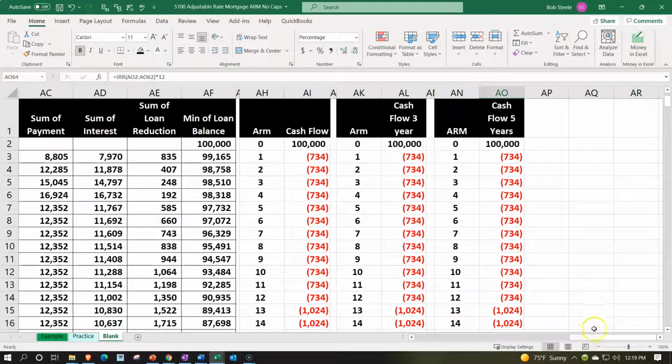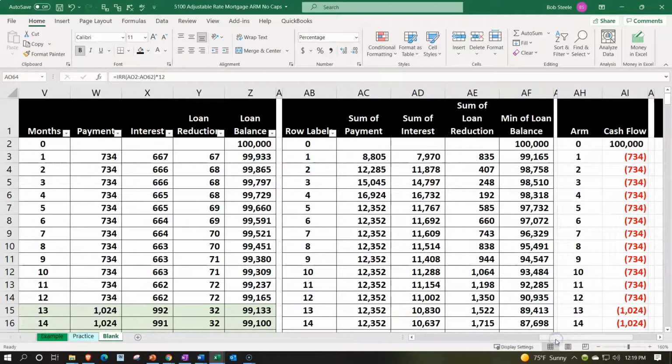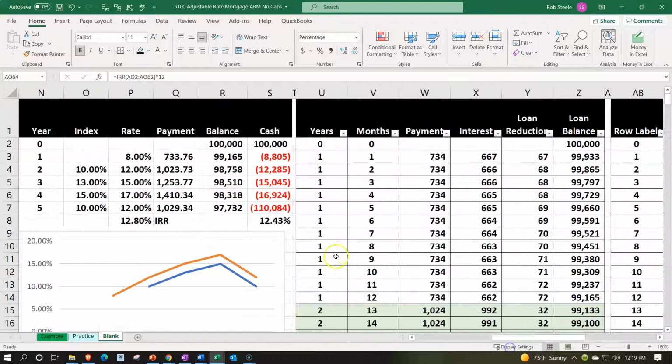Again, that should be close to what we got over here. Right there, 12.43 that we got here, with the assumptions that they happened at the end of the period. So pretty close, pretty close. Let's do it one more time just so we can kind of think. You can also do this with the pivot table, right?